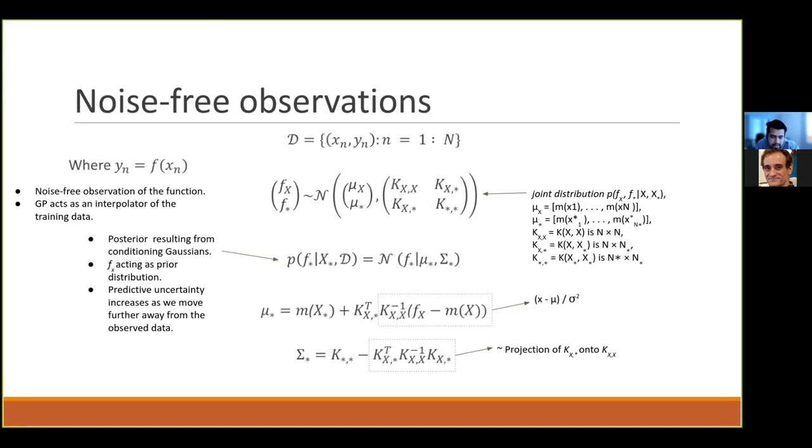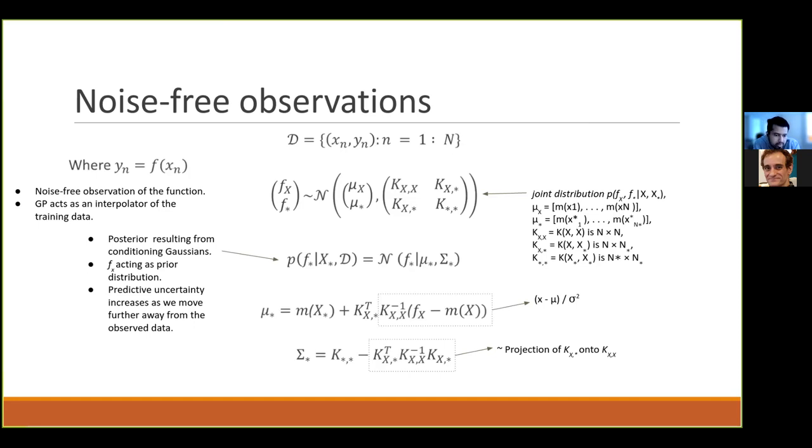So here, yeah, that's it. In that case, the second equation represents a combined joint distribution of a test variable given all the input variables. And here mu x is the mean of the training set that we know, and mu star is the mean of the test variables that we have seen so far, and K_xx and all those others are the covariance matrices for different combinations of training data and test data.